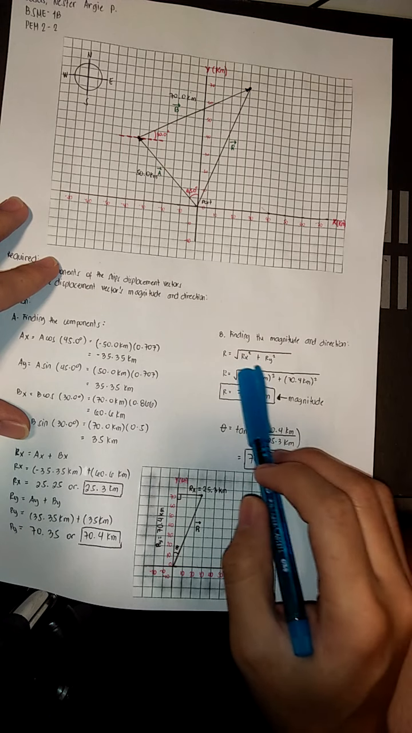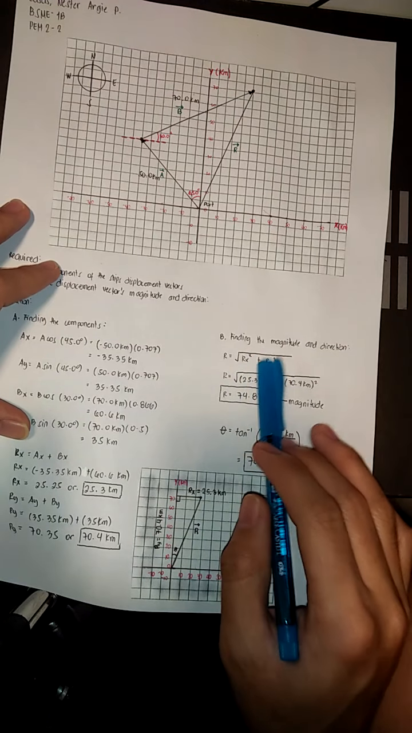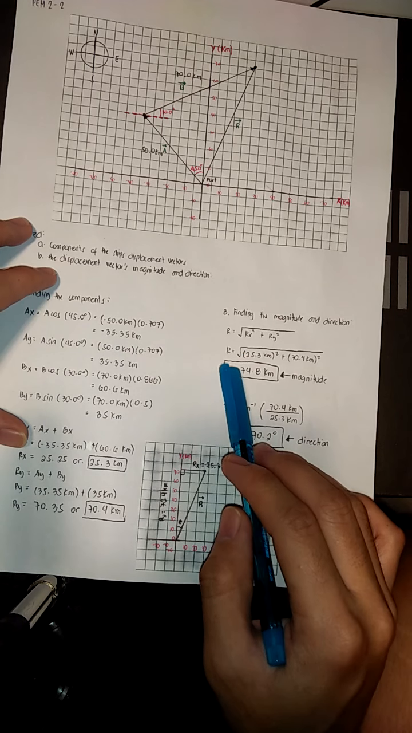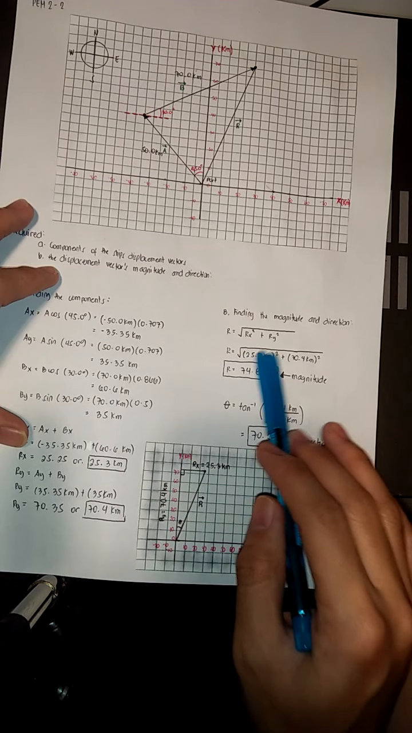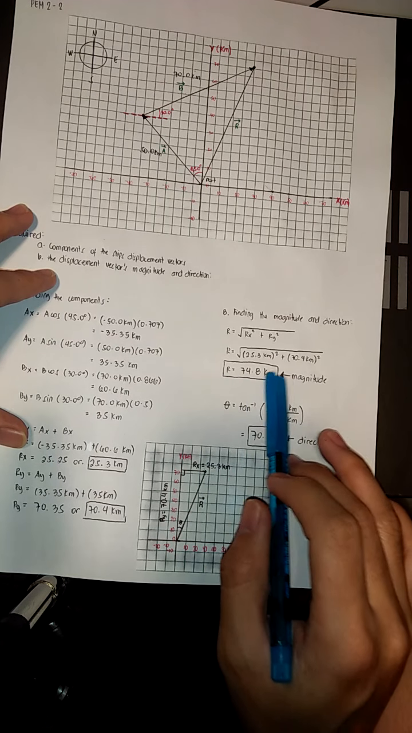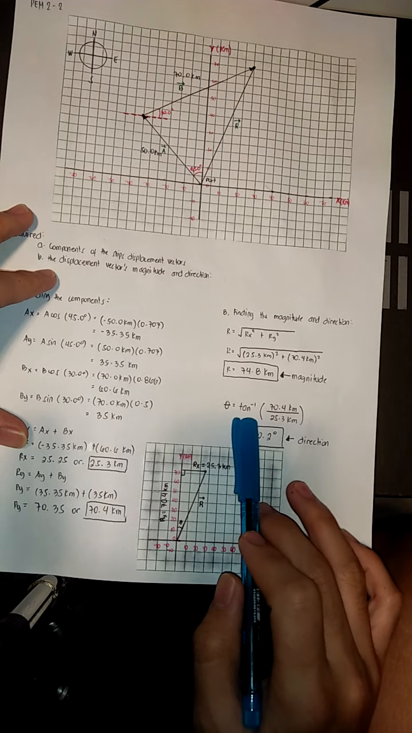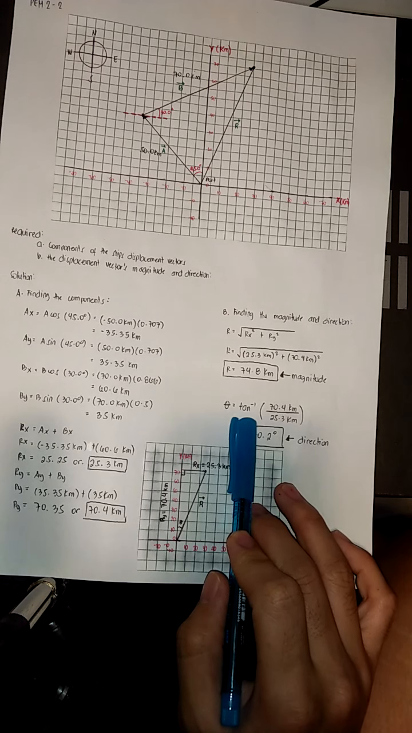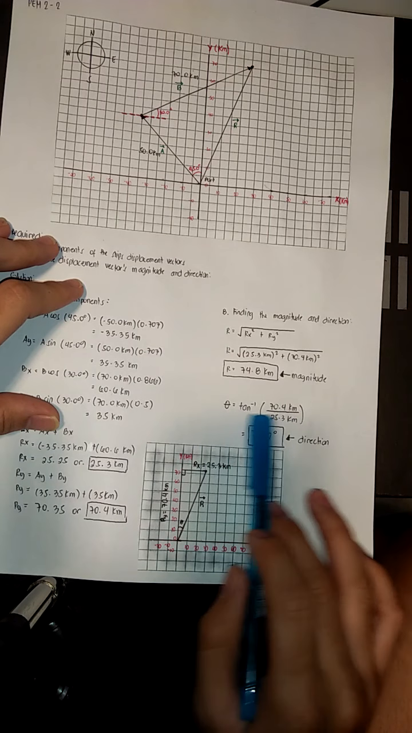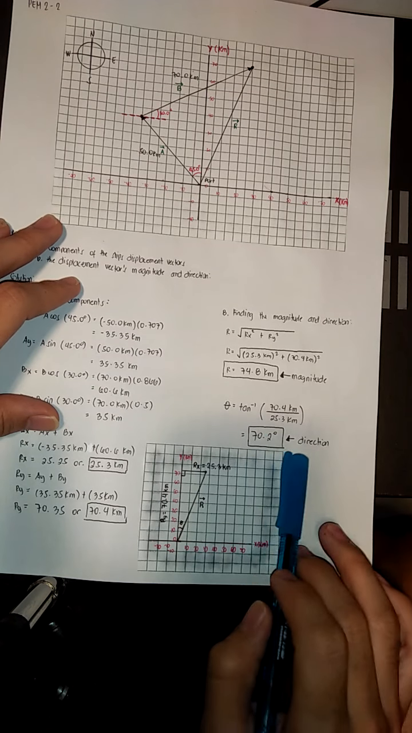R is equal to the square root of R sub x squared plus R sub y squared. So R is equal to the square root of 25.3 kilometers squared plus 70.4 kilometers squared, which is 74.8 kilometers. This is the magnitude, and to find the direction, we use the inverse tangent. So 70.4 kilometers over 25.3 kilometers gives 70.2 degrees, and that is the direction.